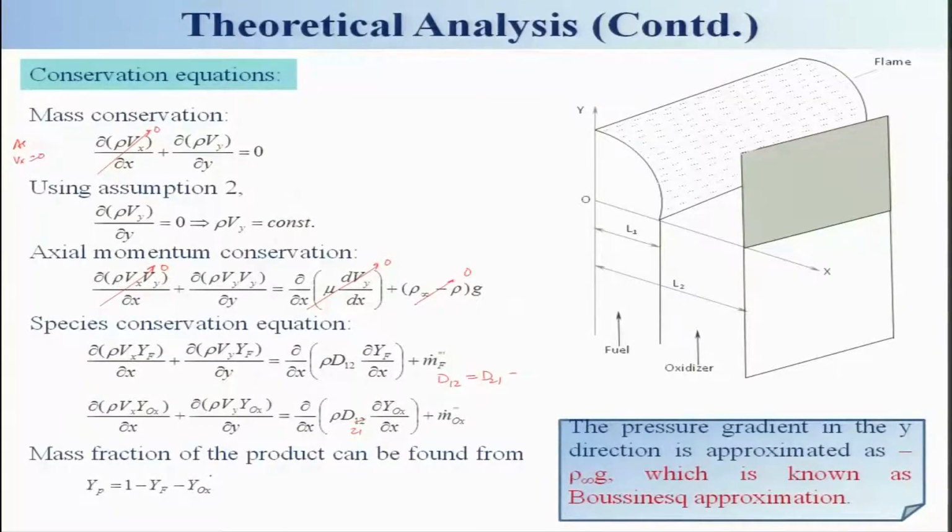So, if you simplify this equation, what you will get is, this V_x is 0, right, so this term will be 0. And similarly, this also will be 0. So, you will get basically these equations whichever are there.